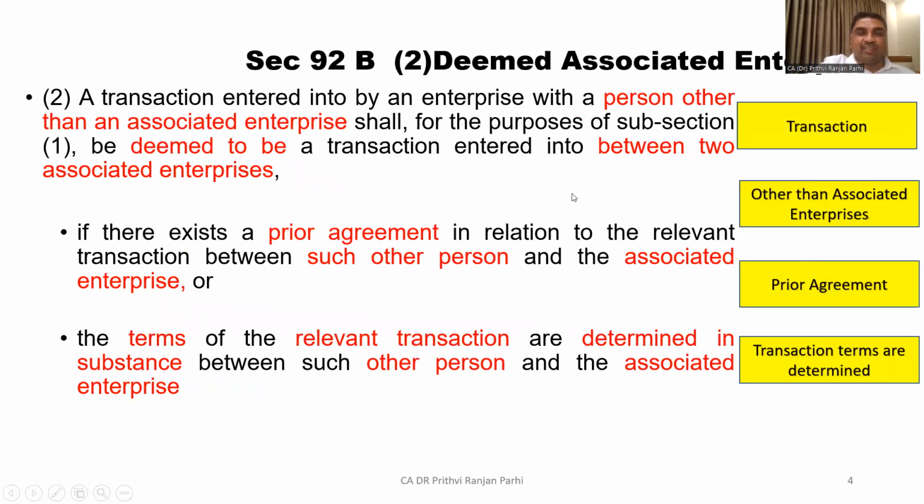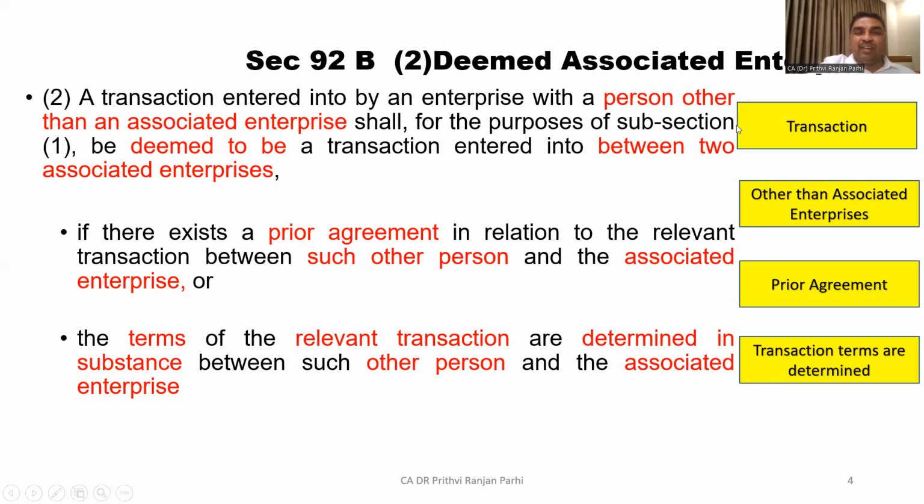Fine. Now, if you move to the next subsection, here the concept of deemed associated enterprise arises. If you read it, we need to read it carefully. It says a transaction entered into by an enterprise with a person other than an associated enterprise. That means this provision is saying there should be a transaction. What is a transaction? We have already understood. But it should be with a party or a person other than an associated enterprise. That means this person need not be an associated enterprise.